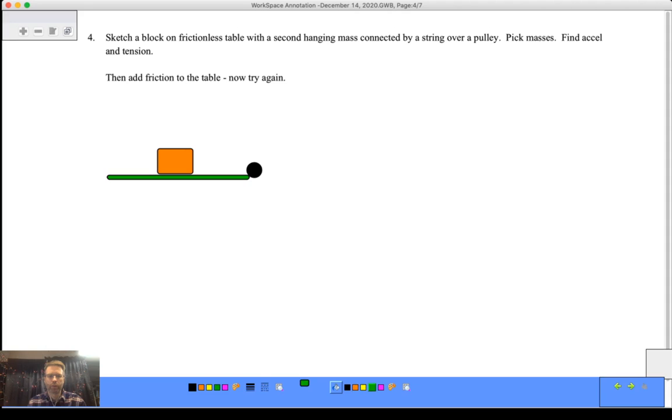So here's my picture. Here's my strings. I've got strings connecting the mass on the table to the pulley, to the string, to the pulley, to the one down below. Something like that. All right, let's pick some mass. Let's again pick 3 kilograms here and 4 kilograms here, and then find the acceleration and the tension.